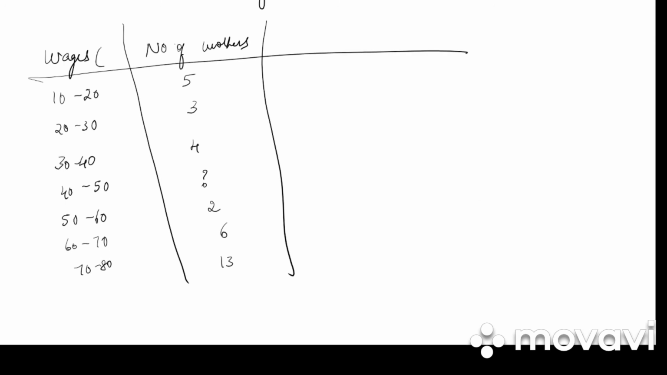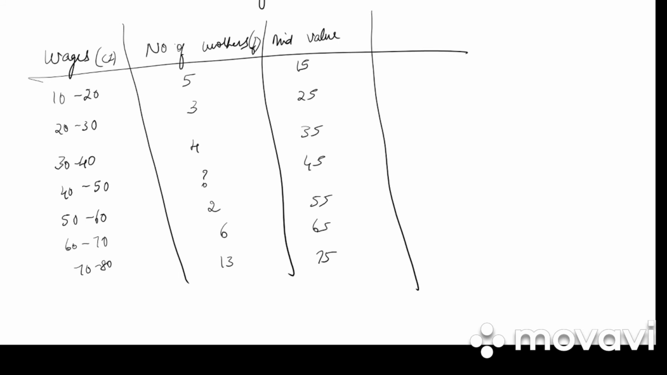So what is the first step? They have given us class interval and frequency. We need to find out the mid value: 15, 25, 35, 45, 55, 65, 75, and lastly we need to find f into m. 15 5s are 75, 25 3s are 75, 35 into 4 is 140, 45 into question mark. So this question mark we can term as f. So 45f, 110, 390 and 975.